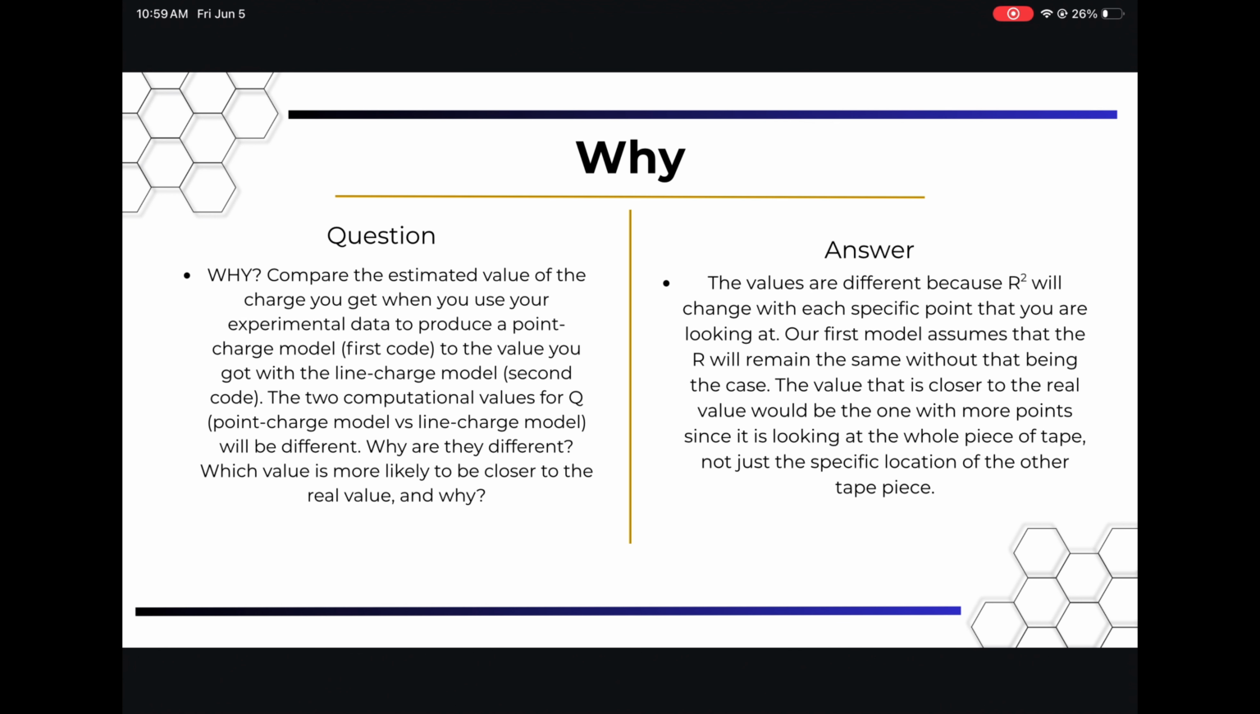The values are different because our r squared changes over time depending on where you're looking at in the line charges. Our first model assumes that r will remain the same without that being the case. A value that is closer to the real value for the total charge would be the one with more points, since it is looking at the whole piece of tape, not just one specific location above the other tape. So basically you are looking at each individual point on the piece of tape, and that allows us to calculate the net charge over the course of the tape rather than just in one specific location.